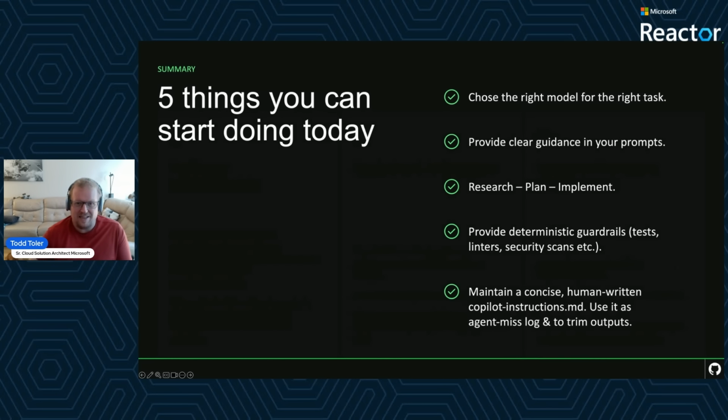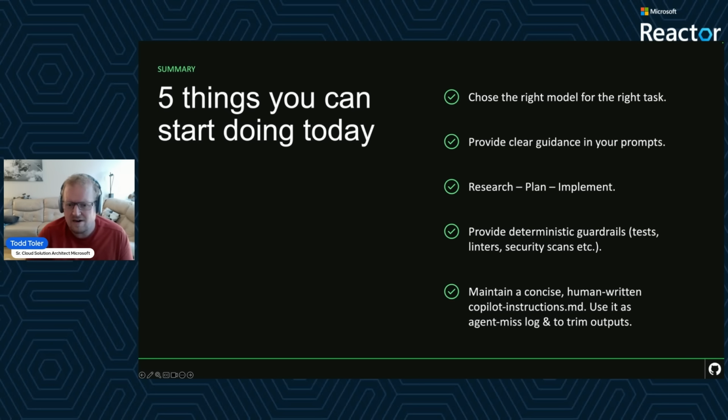I understand this is a lot of information to take in. So as a reminder, here are the 5 biggest tips that we can give you to improve your agent quality and token spend today. Hopefully they don't require too much effort on your part. This is just a repetition of what we learned previously. So, you want to choose the right model for the task. You want to provide clear guidance in your prompts. Split your tasks. Use that research, plan, and implement to your advantage to reduce that context size.